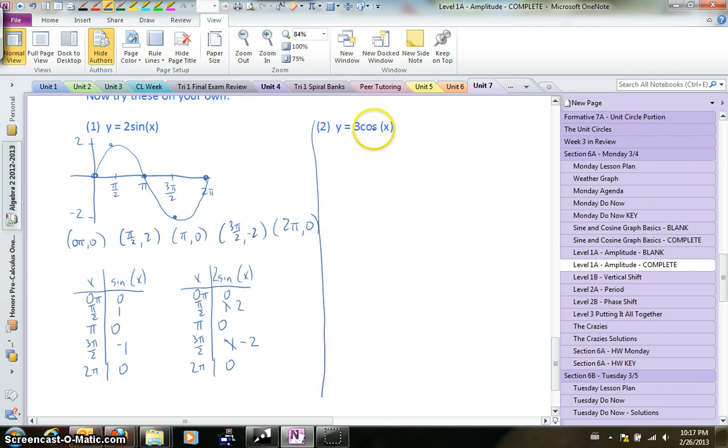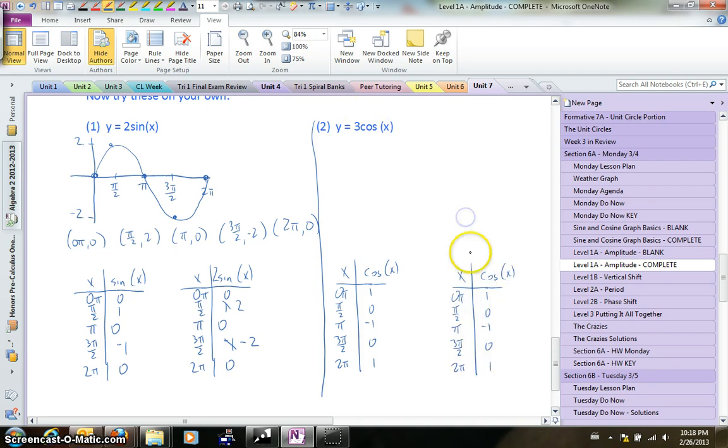In the second example, we have a cosine, and so we'll start with our cosine chart, which has the same x values, 0, pi over 2, pi, 3 pi over 2, and 2 pi. But in the cosine, we have cosine of 0 is actually 1, 0, negative 1, 0, 1. So we'll take all that and this time modify our amplitude because there is a 3 in front of the function, and so we'll triple all of our y values. So that becomes a 3, becomes a negative 3, and that becomes a 3.